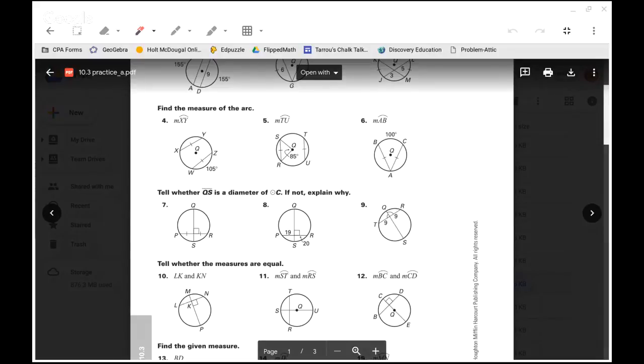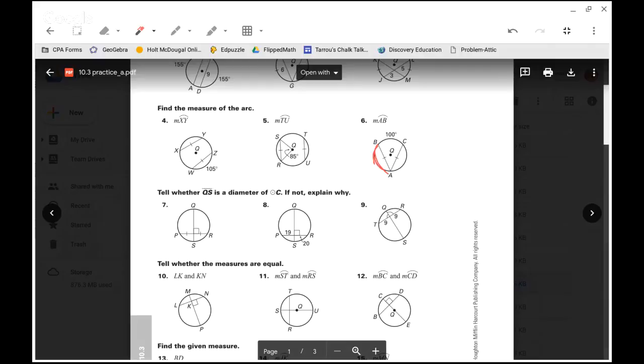Okay, so for 6, we're supposed to find arc AB. So we need to find, well, why is it not writing? Oh, now it caught up with me. All right, so we're supposed to find that part of it, okay?